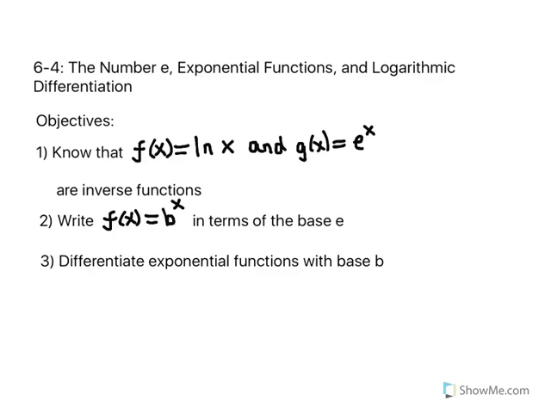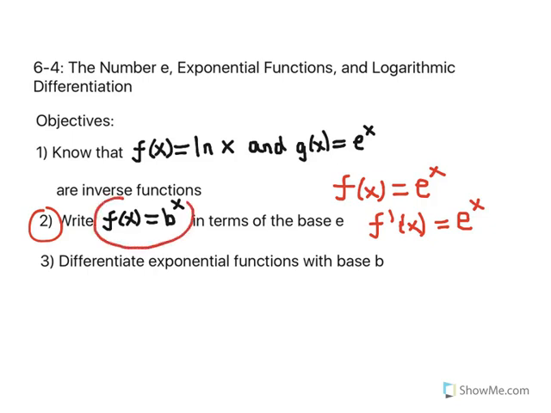Before we get started, I'd like to spend a little bit of time on objective 2. Why is it that we want to write f of x is equal to b to the x in terms of the base e? Because we've already learned that if we have f of x is equal to e to the x, the derivative of e to the x is itself. So we know that f prime of x is e to the x.